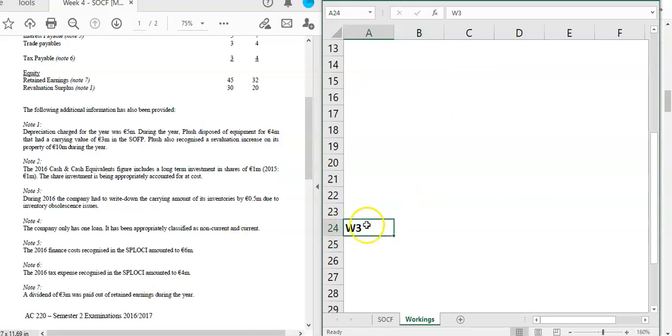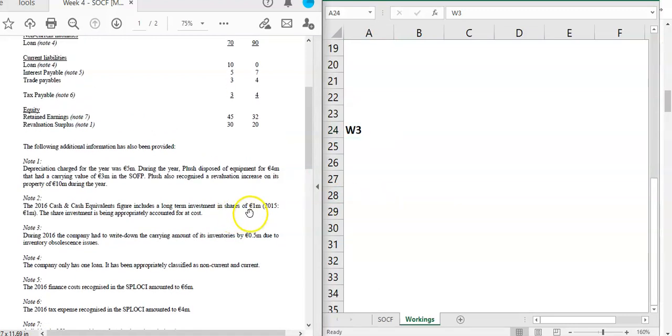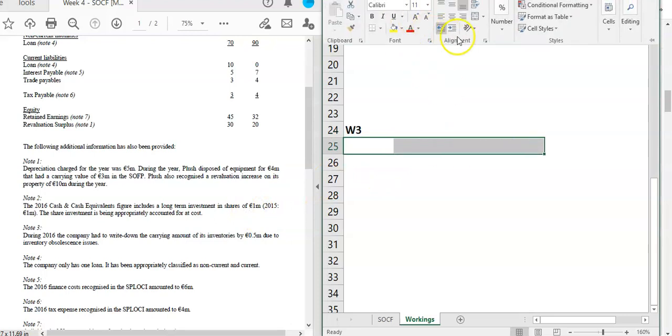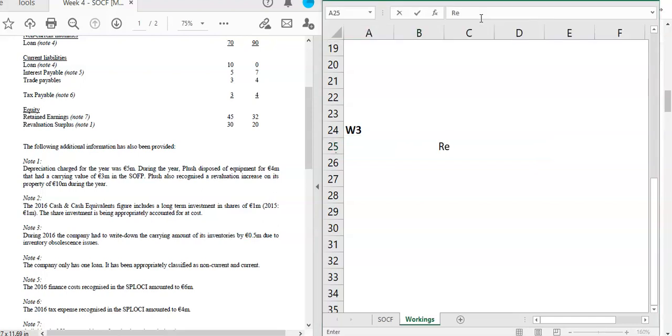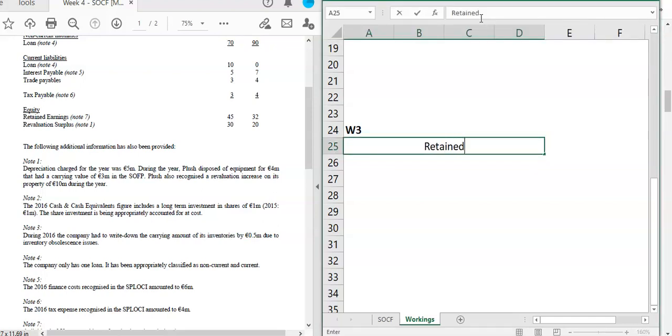I know what I'm looking for. I'm looking for profit for the year, but I don't have it. But I know there's a relationship between other line items and profit. For example, if I do my retained earnings T account, retained earnings, I know I can solve for my profits.